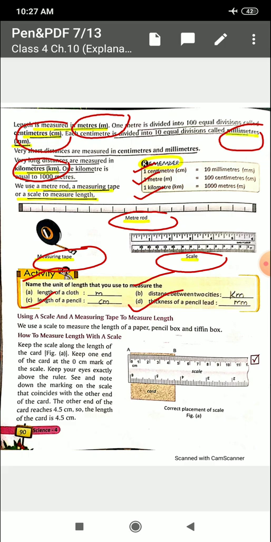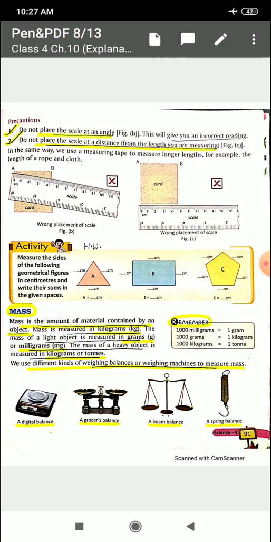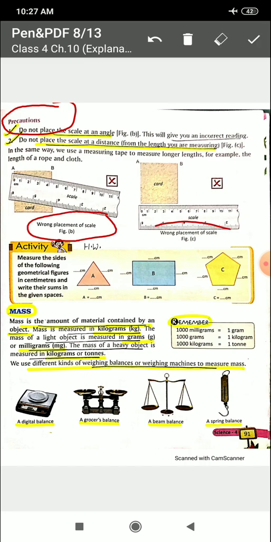After that, how to use a scale and measuring tape, you all know very well. Then the precautions which we need to take while using the scale. You can see here these two figures: do not place the scale at an angle, and do not place the scale at a distance from what you are measuring. So these two are the wrong ways to measure length using a scale.